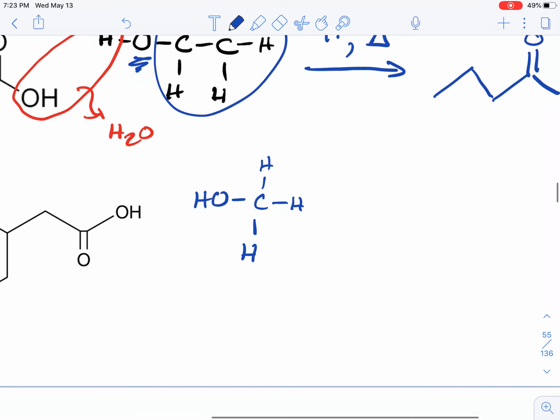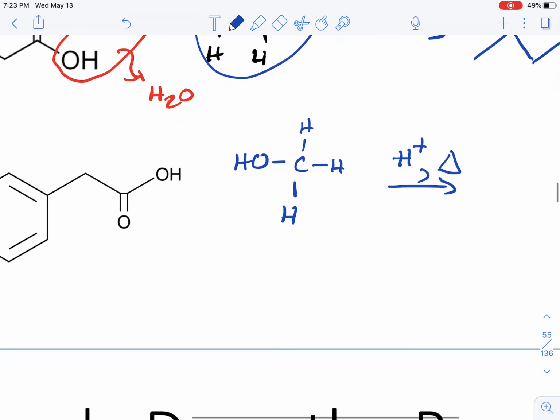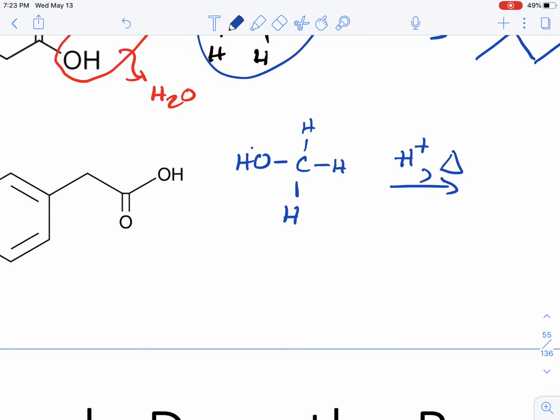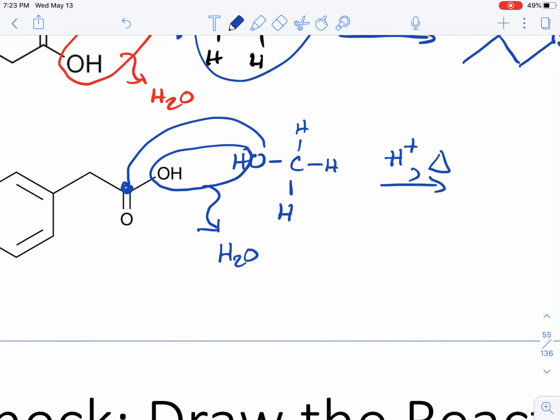If this was treated with a strong acid, and a source of strong acid is sulfuric acid, and heat, then we're going to form a water molecule, so a dehydration reaction will occur, allowing this oxygen to covalently bond to this carbon.